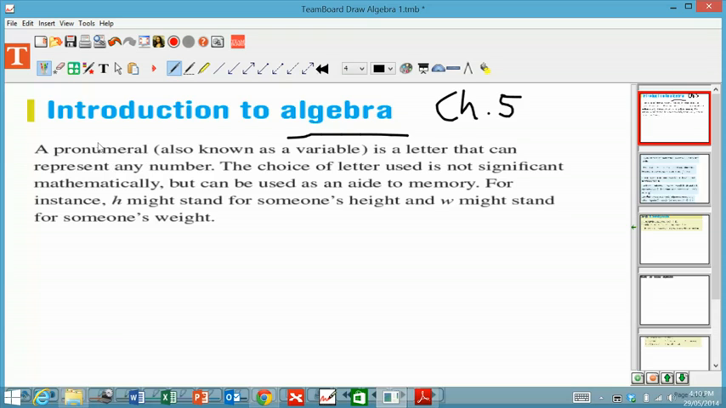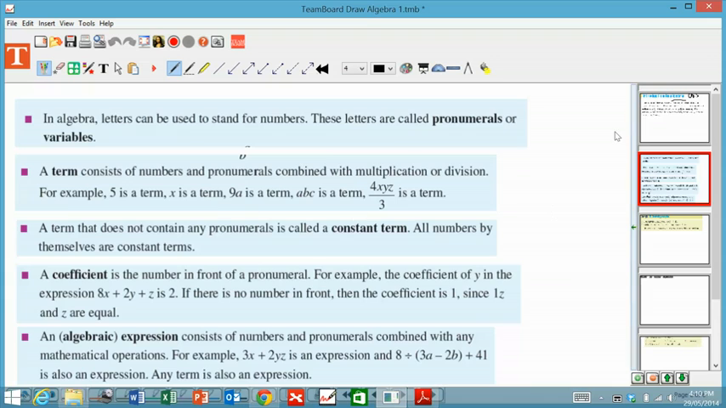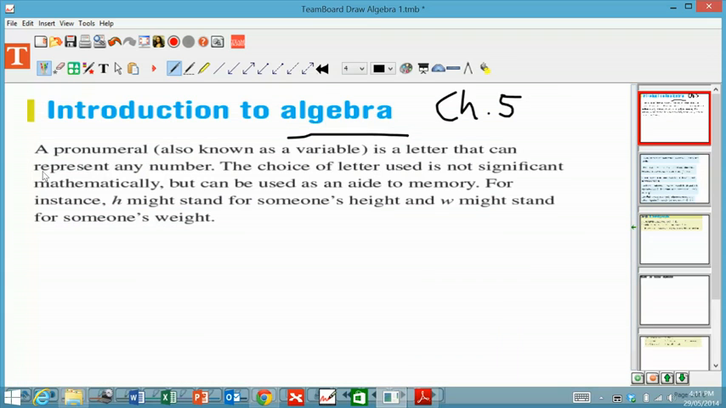First thing you need to know, there are going to be some terms, and we will look at these terms very shortly, but a bit of an introduction. A pronumeral, also known as a variable, is a letter. It could be anything. Could be A. No, actually I won't use that because it looks like a 9. Let's say a B. That is a pronumeral. It is just a letter that can represent any number.